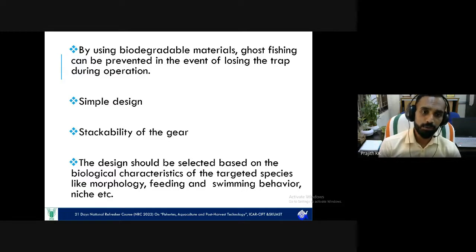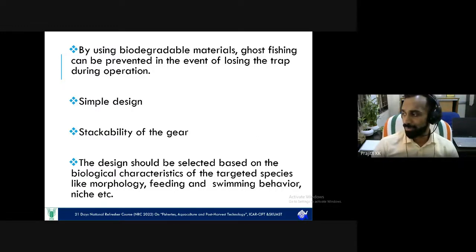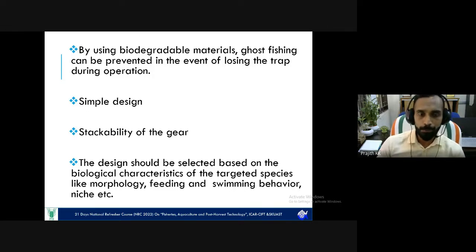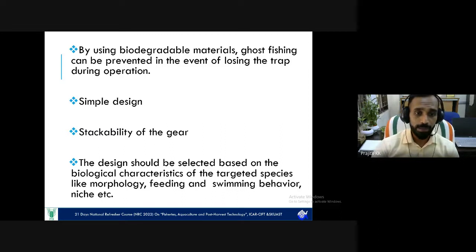Then the design should be simple, not complex, so that we can easily harvest after that. I mean, once the fish is trapped, if the design is simple, we can harvest it properly without any difficulty. And stackability of the gear is a very, very important factor, because one of the disadvantages of traps is that stacking is very difficult, due to bulkiness. Stackability means how many traps we can carry in a vessel or a boat or a small craft. If you can carry more traps, just like stacking glasses one above the other, that is considered a good positive aspect.